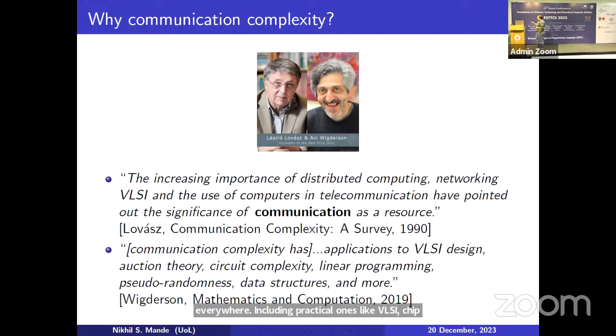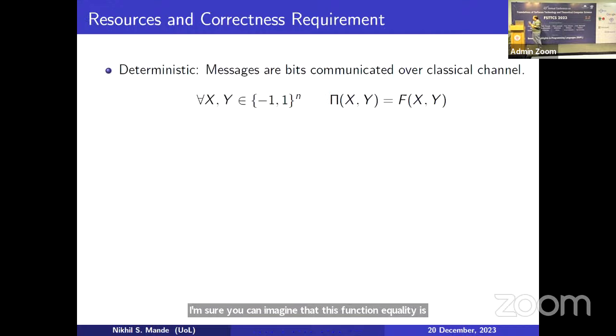In fact, for the function that I'll talk about today, I'm only going to focus on theoretical aspects, but I'm sure you can imagine that this function, equality, is very practically useful. More about that later. Now, recall from a few minutes ago, before the technical difficulties, that Alice and Bob are trying to compute F by executing a communication protocol Pi. We can have various correctness requirements. In the deterministic setting, we require that Pi outputs the correct answer over all inputs that Alice and Bob could have gotten. And the cost of a protocol is the maximum number of bits transmitted over all x, y.